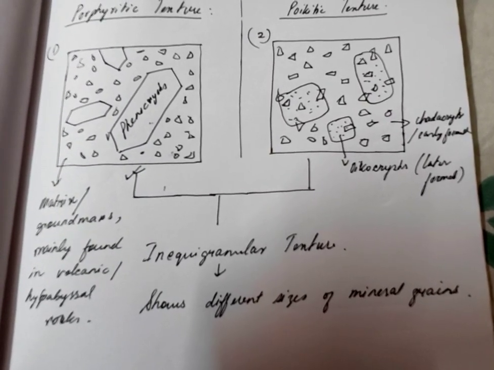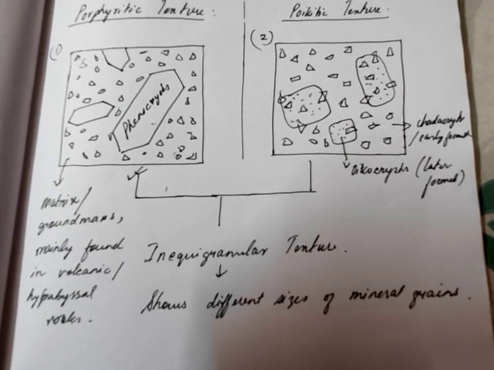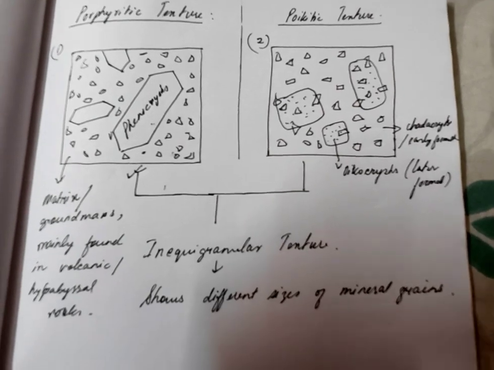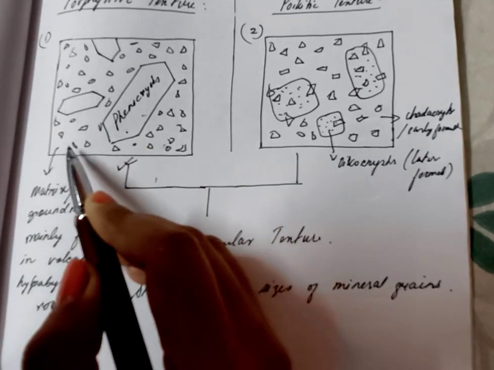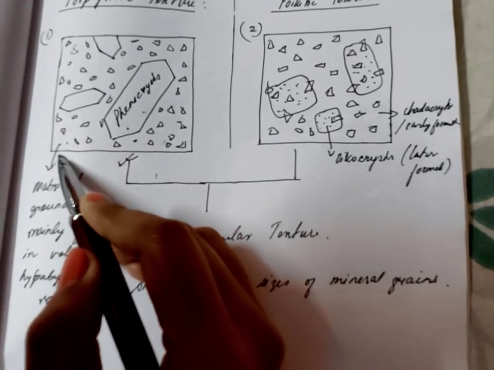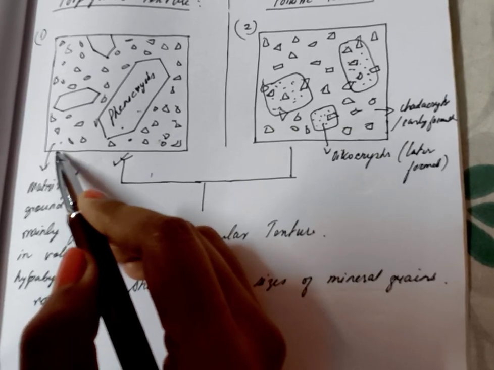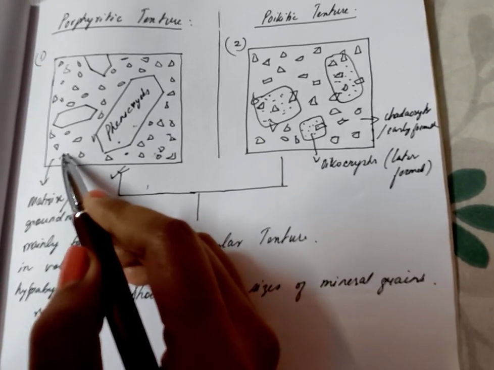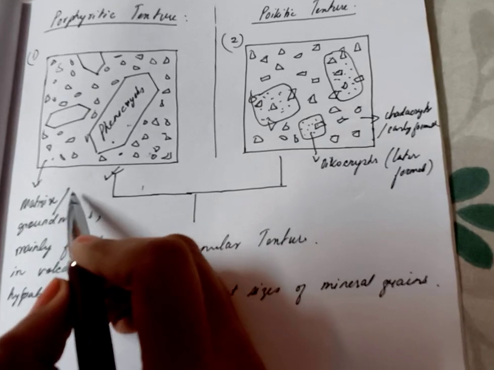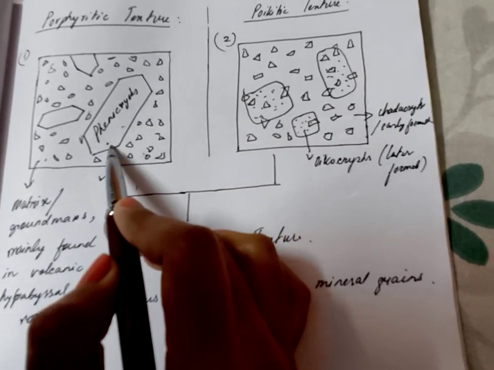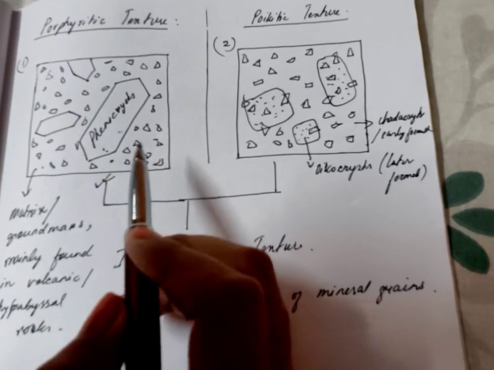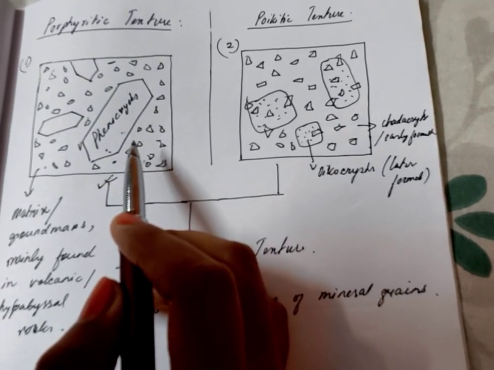Okay, and that is how the porphyritic texture is formed, and the larger size crystals are called the phenocryst, while the background minerals which are formed due to the increased cooling rate are called matrix or ground mass. Okay, and this type of porphyritic texture is mainly found in volcanic or hypabyssal rocks.